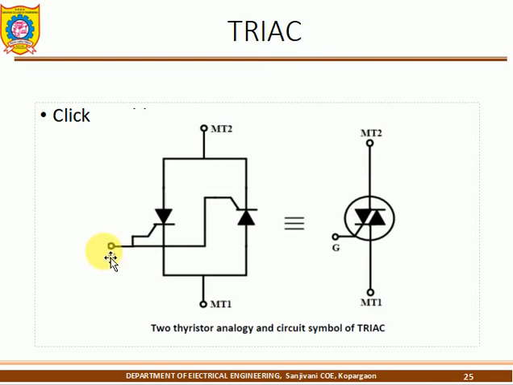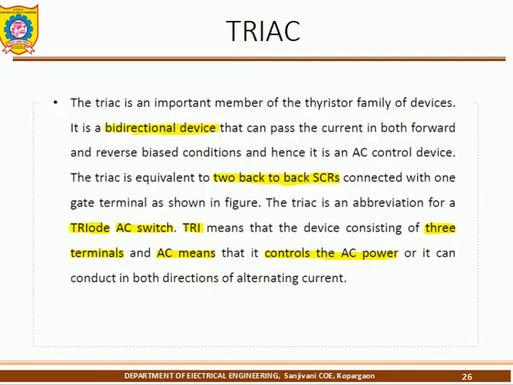How is the gate connected, how is a TRIAC developed? Two SCRs, SCR 1 and SCR 2. These two SCRs are connected anti-parallel. The two gate terminals are joined. Cathode and anode, these two are joined, and cathode and anode, those two are joined. So like that it is developed. Then next, a few more points.